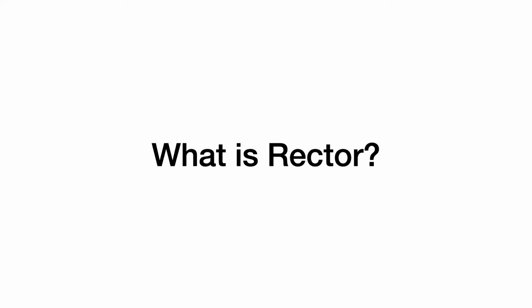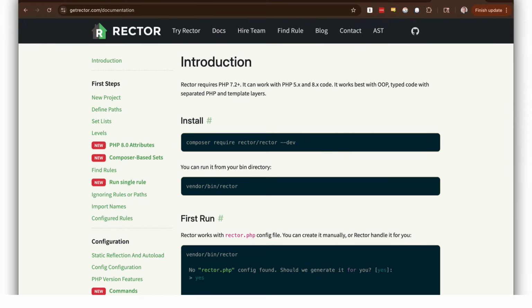At a very basic level, Rector is an open source PHP tool designed to automate code transformations. It assists in upgrading code bases to newer versions, refactoring your code to fit new standards, and enforces coding standards, making it invaluable for projects of all sizes.